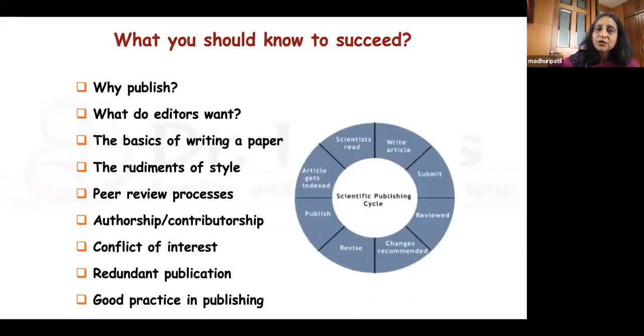So what should you do to succeed? Many a time you might think, oh, it's going to be rejected, so why publish? But it's very, very important that you publish. So you need to know what the editors want, the basics of writing a paper, the rudiments of the style. The peer review process has to be known, authorship and contributorship should be known, along with conflicts of interest, redundant publication, and good practice in publishing.